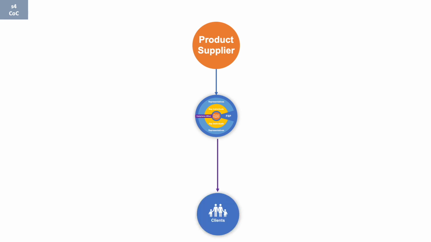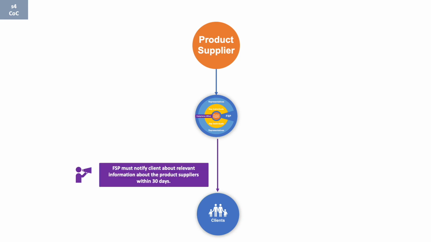The FSP gives advice to clients on different products from different product suppliers based on the needs of the client. The FSP therefore must notify the client in writing about relevant information about the product suppliers or product providers within 30 days. So we need to understand what an FSP needs to inform its client about in order to comply with Section 4 of the Code of Conduct.